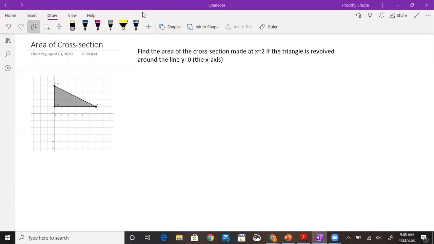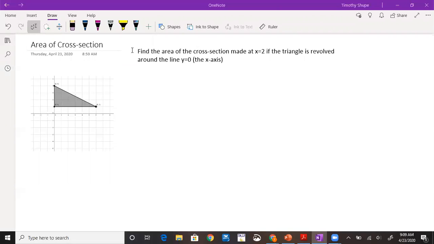Now that we've learned what cross sections are, we're going to combine that with revolving a shape around an axis and then finding a cross section. So here we see that we've got a triangle, 2 points on the y-axis and then 1 point over on the right, just off of the x-axis. And we want to find the area of the cross section made at the line x equals 2 if the triangle that we see there is revolved around the line y equals 0, or in other words, the x-axis.